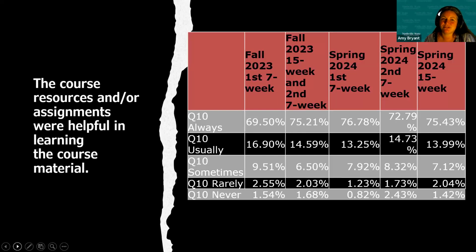Question 10, the course resources and/or assignments were helpful in learning the course material. Again, very strong with our always and usually responses. Sometimes had less than 10% responses across the board, but ranging from 6.5 to 9.51 during the semester. And then rarely and never.